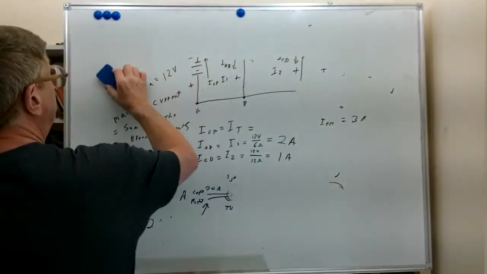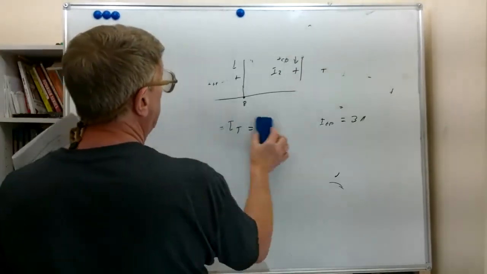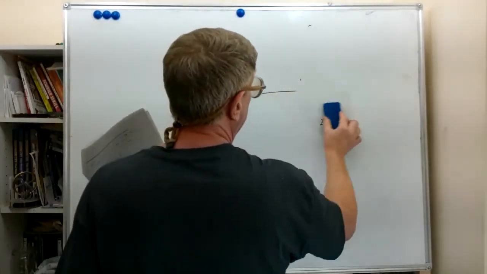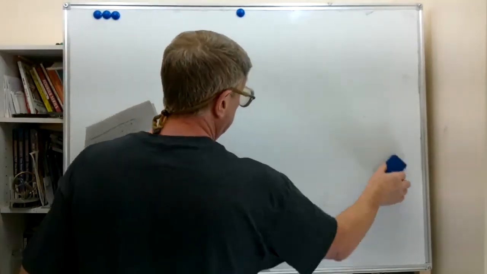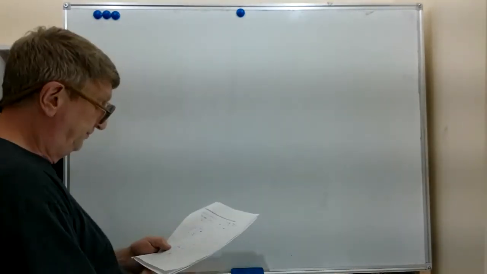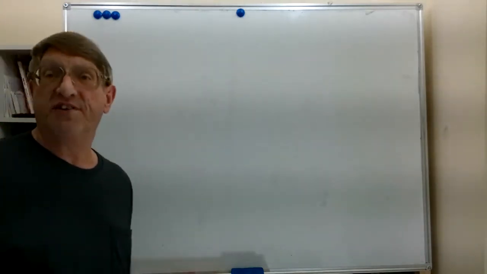So we've done a little bit more talk about parallel circuits. We've seen that the main feeder has the sum of all the branch feeders. So we're going to do a couple more examples here.